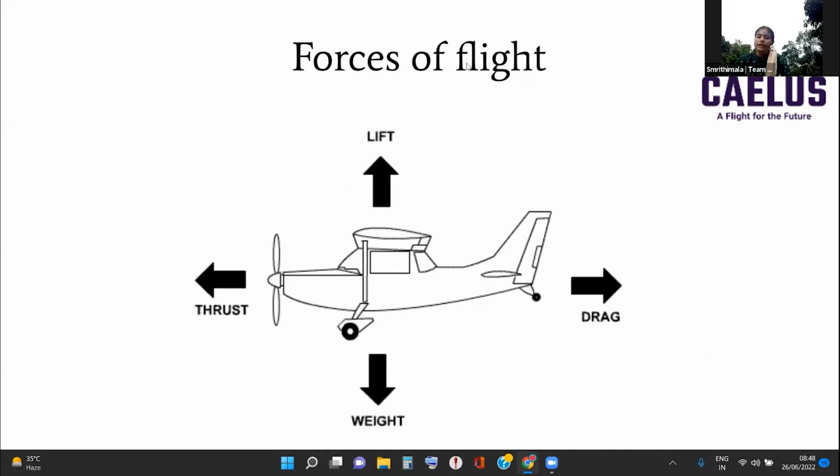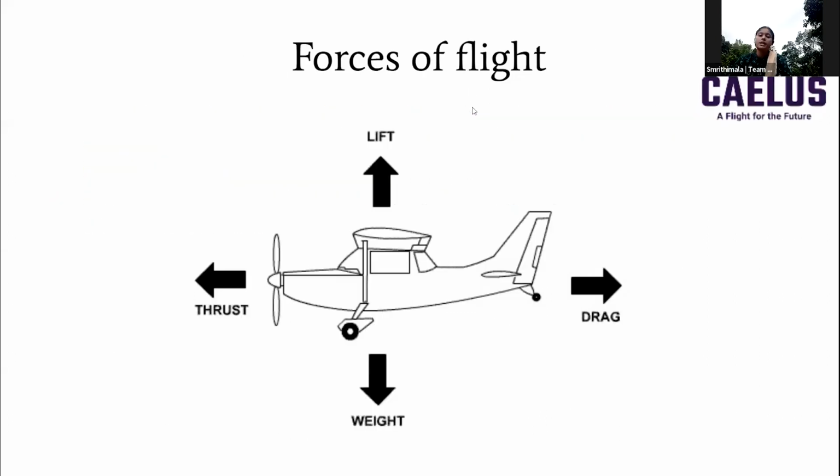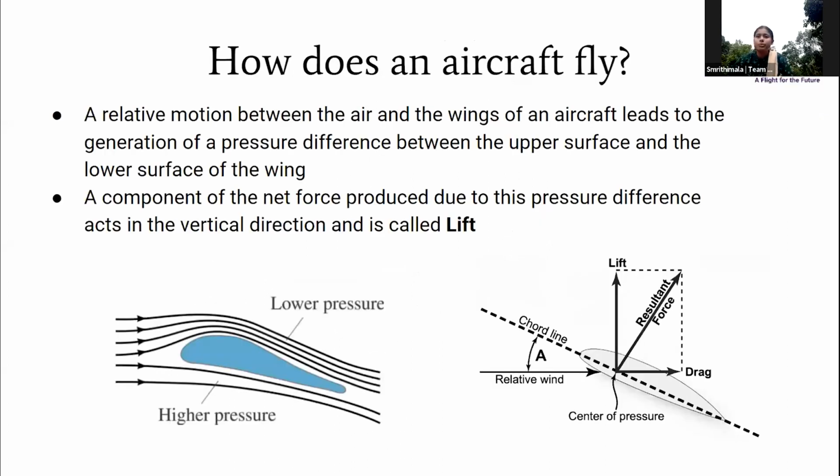So next, drag. It is the force that resists movement of an aircraft through the air. Thrust. Thrust is a force needed to overcome the resistance of air to the passage of an aircraft. It is generated by the engines of an airplane. Lift and weight always act in the upward and downward direction respectively, while thrust and drag change their direction according to the direction of the aircraft.